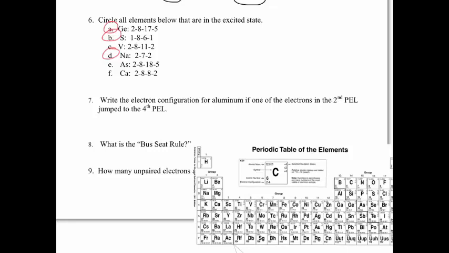All right, next question. Write the electron configuration for aluminum if one of the electrons in the second principal energy level jumped up to the fourth. So let's look at what aluminum normally is. It's 2, 8, 3. Switch back to black. So they want one from here to jump up to the fourth. So it's going to end up being 2, 7, 3, 1. So all I did was take one from this 8, making this 7, and I put it up into the fourth, which didn't exist before.